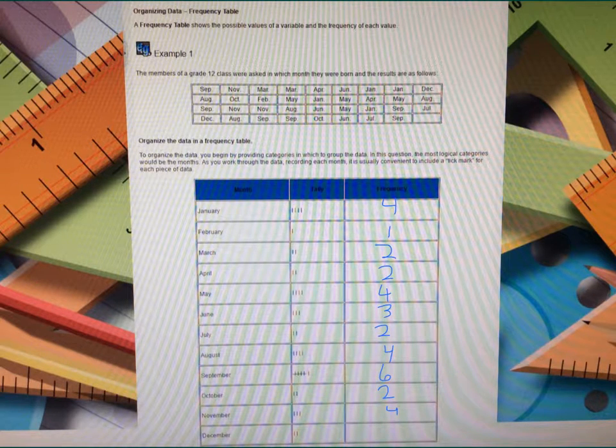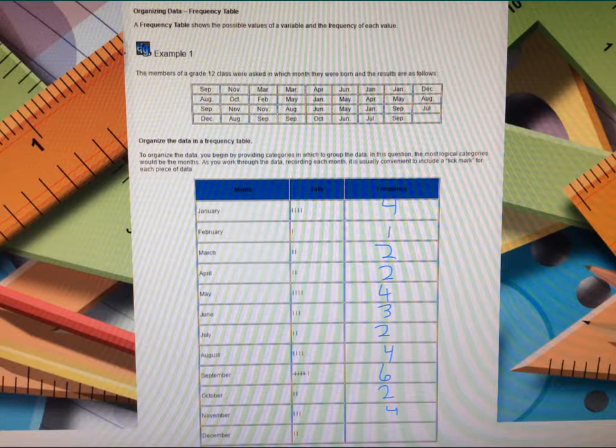And for different data or different information, it is more useful to use one or the other of the different types of graphs to represent the data so that we can get a good feel for what it's telling us. So I will give you some homework questions to try just creating the frequency table. So try those questions and then we'll move on and look at the different kinds of graphs.